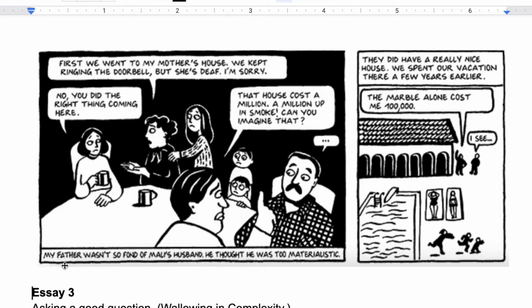But on the other hand, we see that the narrator also is focalizing on the father. My father wasn't so fond of Molly's husband. He thought he was too materialistic. And then in the next panel, we see their quote-unquote materialistic home. So there's two different levels of things going on here. The narrator's own fondness and warm memories, but the father's own moral judgment of their relatives' materialism. So that information, you need the verbal and the visual information working together to convey those kinds of subtexts, right?